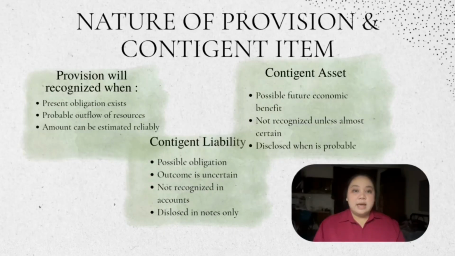Last is contingent asset. A contingent asset is also uncertain and cannot be recognized immediately. It is only disclosed when the inflow of economic benefits is probable. However, it will only be recognized as an asset when the inflow becomes almost certain. Now, I will pass the presentation to the next presenter to explain recognition and measurement.